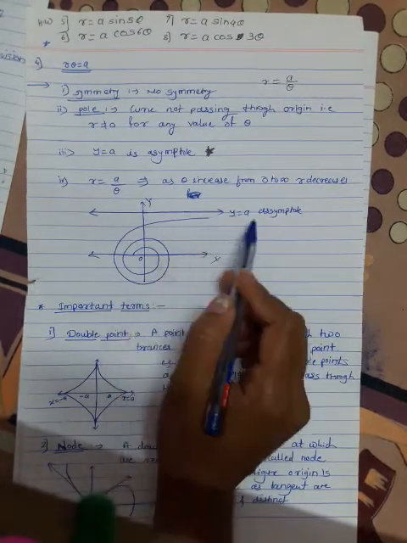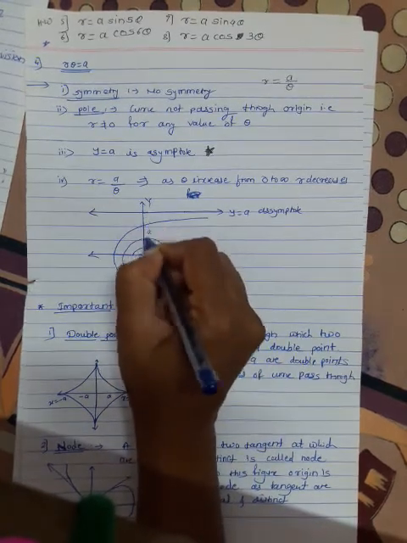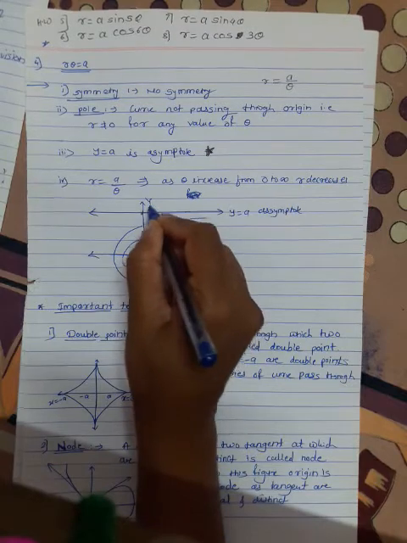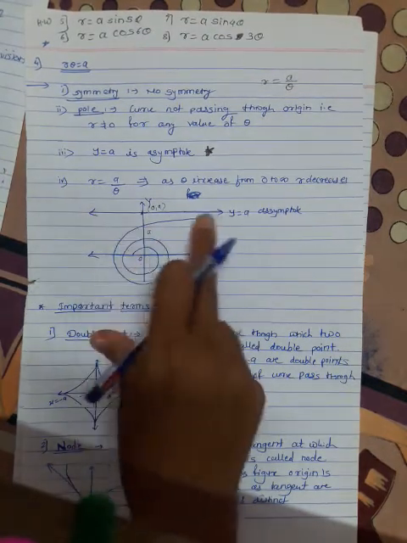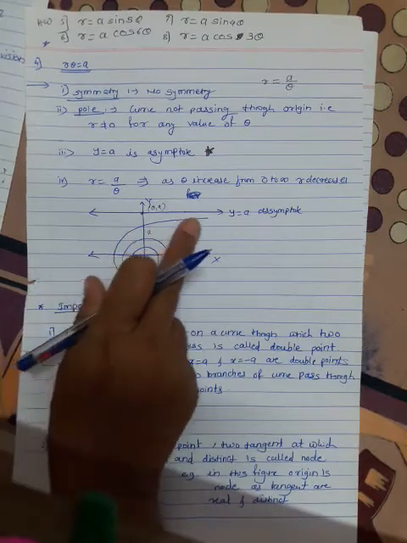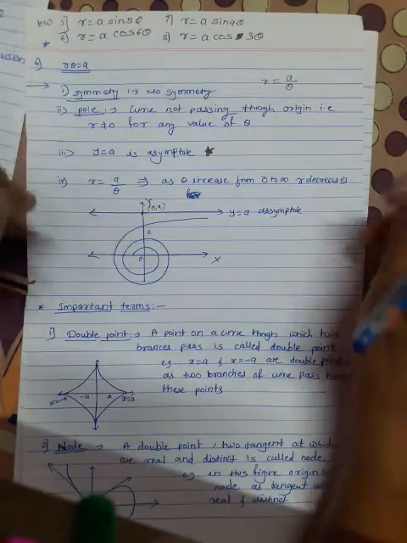And the asymptote, this is the asymptote, y is equal to a. Suppose this is the distance a, from 0 to this point. Then y is equal to a is the asymptote, that's why the curve is like this. This is the nature of this curve.